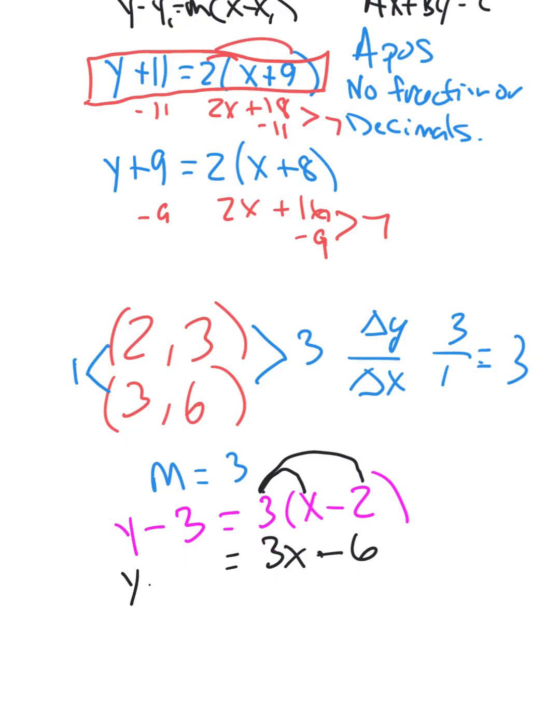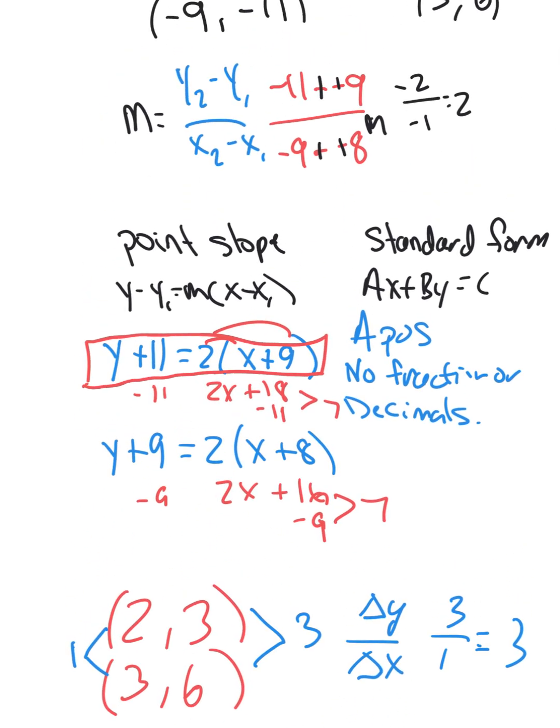Normally, I would solve for y if it was asking me for slope intercept, but this one is asking for standard form. So for standard form, we have 2 rules. A needs to be positive. So A is the number in front of what letter? A is in front of x. So that coefficient of x, that's the number in front of x, needs to be positive.